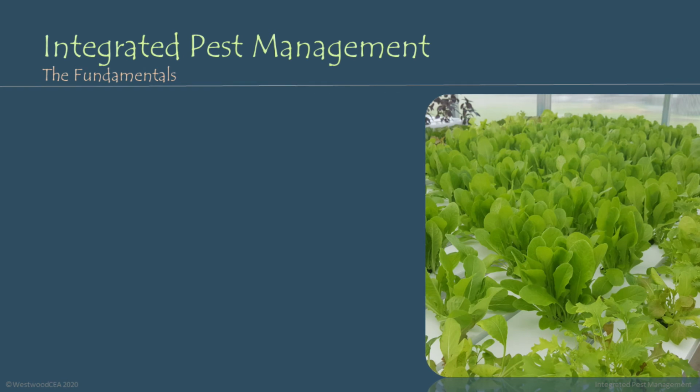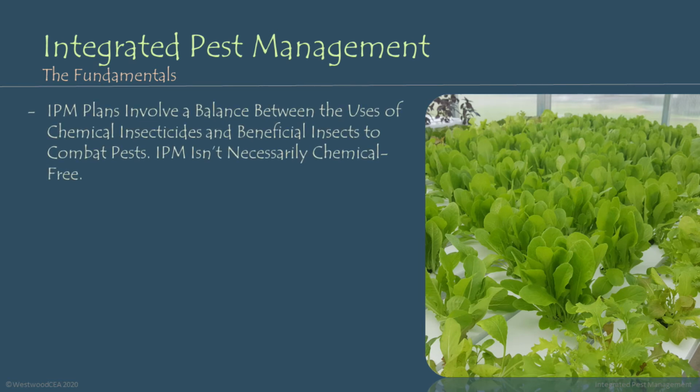So looking at the fundamentals of IPM, integrated pest management plans involve a balanced relationship between the use of chemical insecticides and beneficial insects in order to combat pest populations.